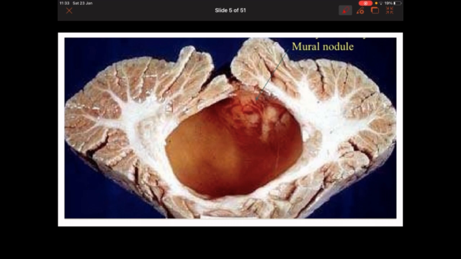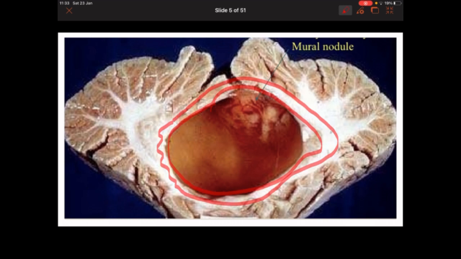In this gross example of pilocytic astrocytoma, again we can appreciate that the tumor is generally well circumscribed. We can easily distinguish the tumor from the surrounding cerebellar parenchyma, and in this gross picture, the tumor is largely cystic with an associated mural nodule at the periphery. This is the solid component, and also this one.